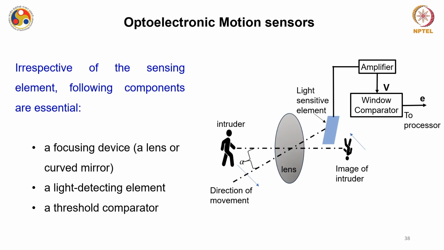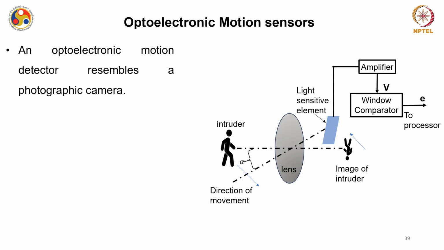Irrespective of the sensing element, the following components are essential in this kind of optoelectronic motion sensor. You must have a focusing device. It can be a lens or a curved mirror, depending on what kind of electromagnetic radiation you are using. You need a light detecting element, and you must have a threshold comparator. Whether you need a source of light depends on whether you are using the active mode or the passive mode of detection.